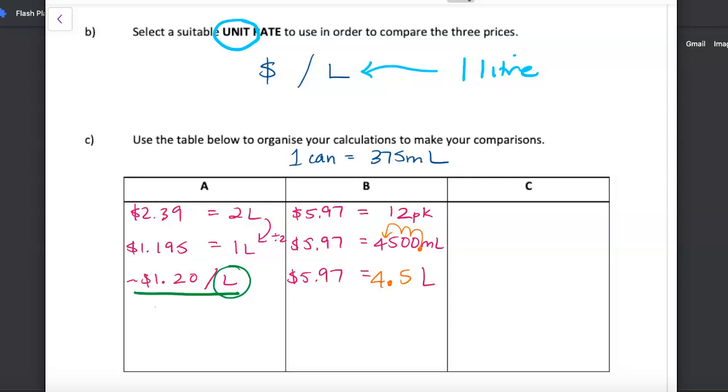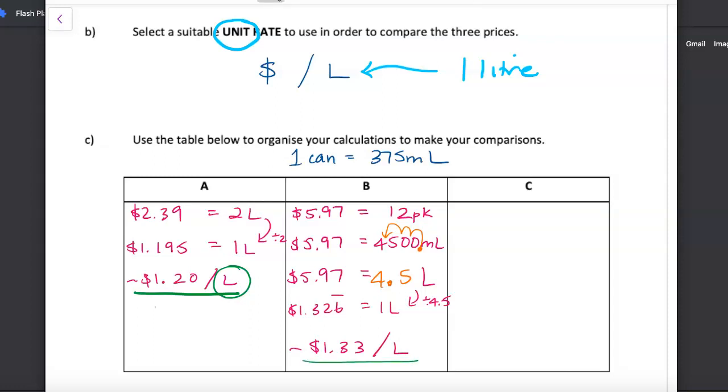But now I'm going to reduce this down to just 1 litre. And that's by dividing by 4.5. So now I'm going to divide my price. And that gives me 1.326 recurring dollars. So this is approximately $1.33 per litre. And I have my rate.